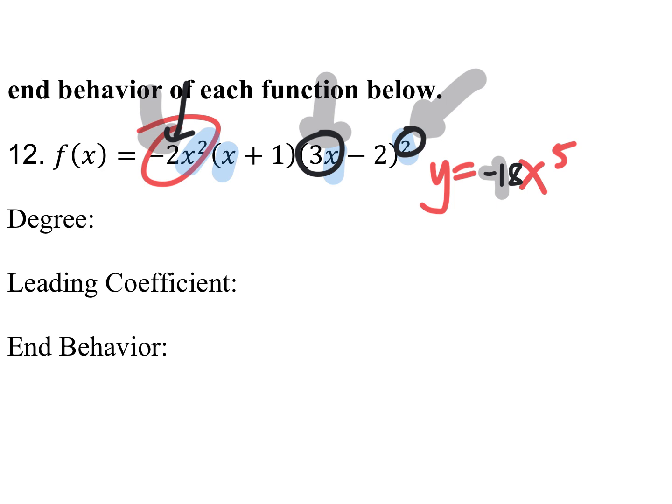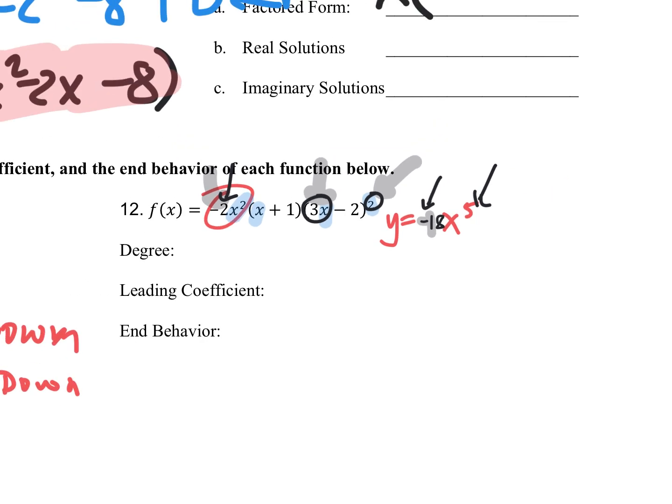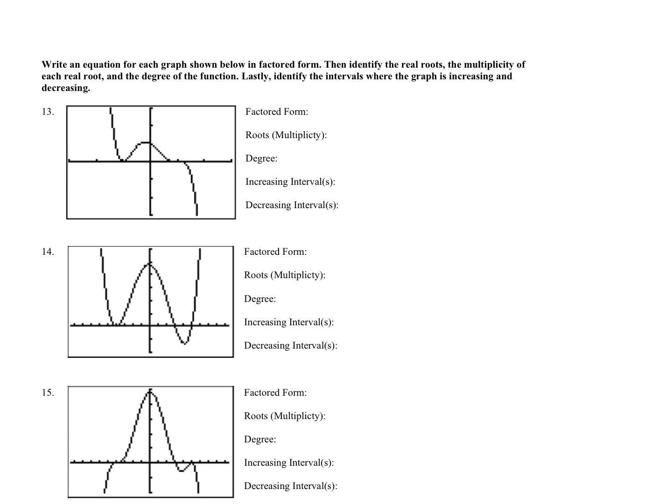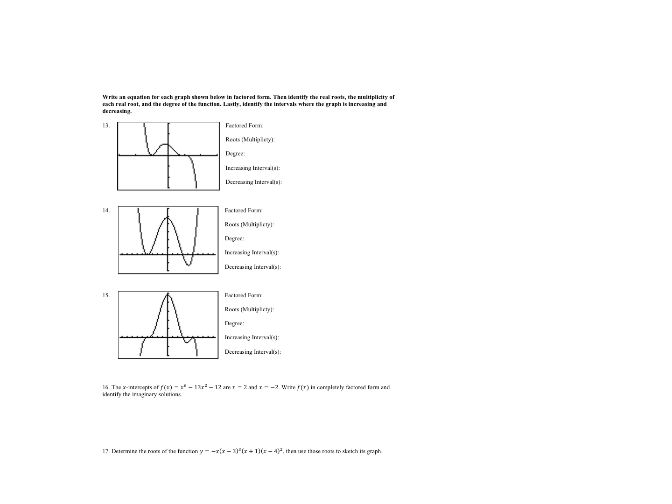So there's my lead term, and it tells me the degree. It tells me that it's going to go down on the right, and since the degree's odd, it must be the other way on the left, and I think that's enough review of that. And last but not least is this page. They give me graphs, and I'm supposed to be able to write the equations. Let's do the top one and see if that is enough to help you with that kind.